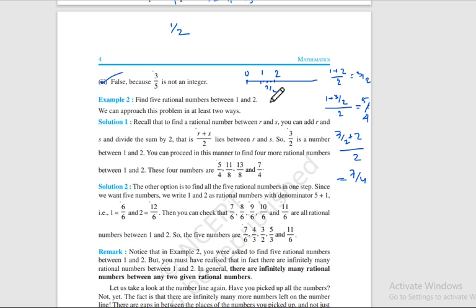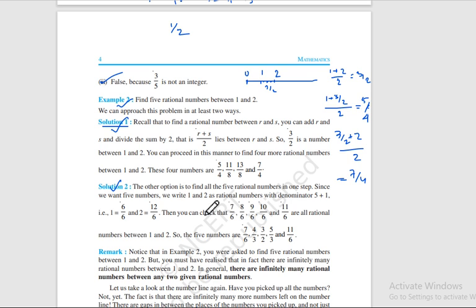Actually, if you keep on doing this, you will get infinite numbers of integers. All these numbers are represented like p by q, and all these numbers lie between 1 and 2. So this is how you can find infinite numbers of integer numbers. This method is discussed, I think, in solution number 1. Now let us go to solution number 2.